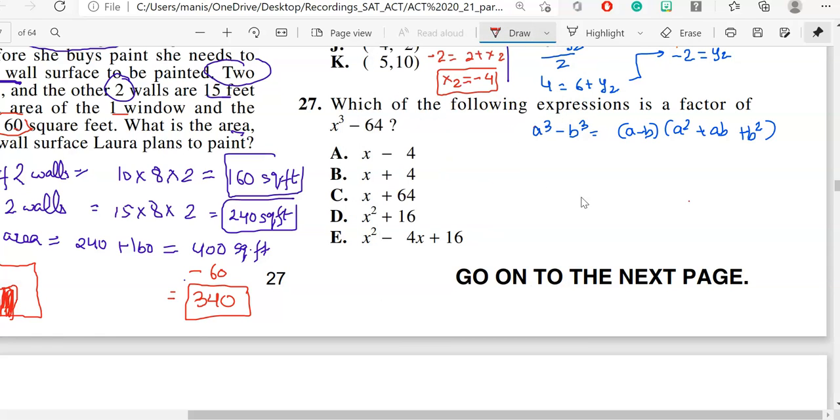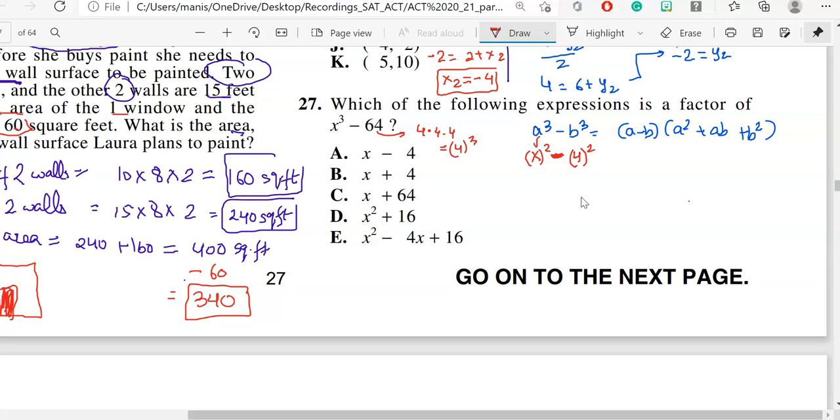Now we have been given x cube minus 64. So x cube, I can also write it like this. Now 64, if I take the cube root of 64, so 8 times 8 times 8. No, it will be 4 times 4 times 4. This 64 can also be written like this: 4 times 4 times 4, or 4 to the power 3. So this will be 4 to the power 3.